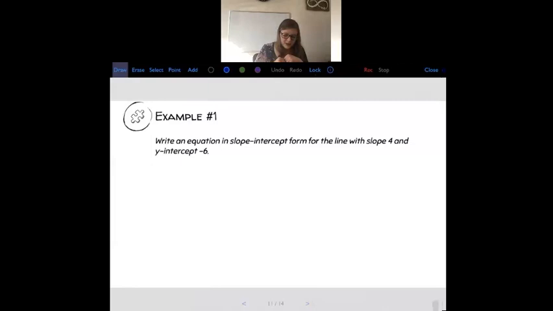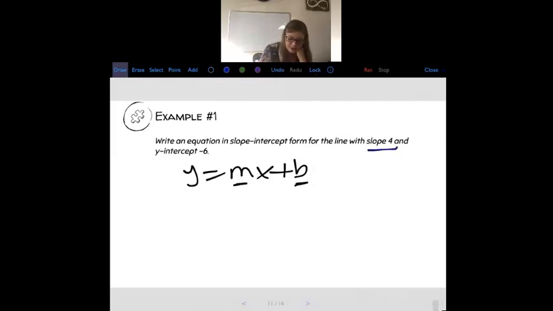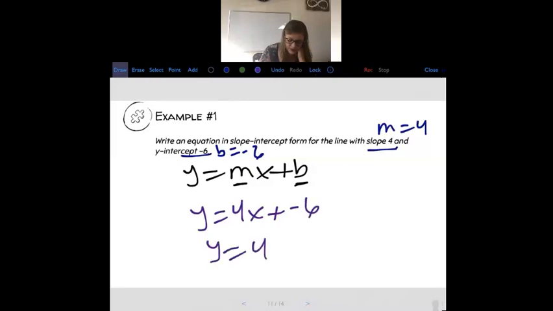So write an equation in slope-intercept form for the line with slope 4 and y-intercept -6. So our goal, we're working with y = mx + b, and we'll have to fill in m and b. y and x stay as part of the equation of the line. So in this case, we're given slope is 4, so m is 4, and y-intercept is -6. Okay, so you could write this as y = 4x + (-6), or y = 4x - 6, and that would be the equation of the line.